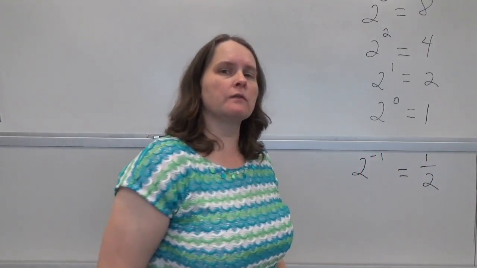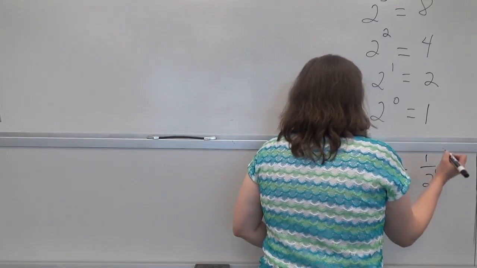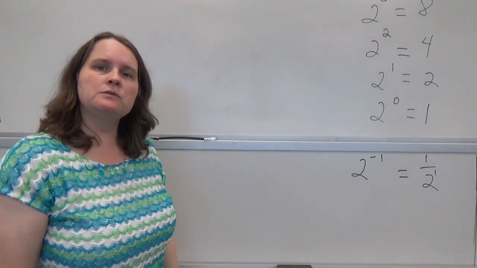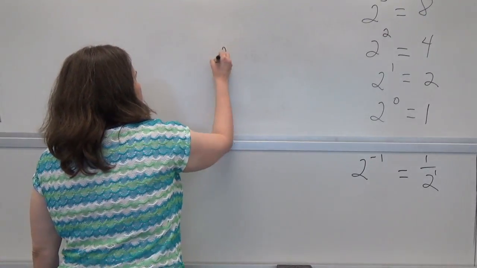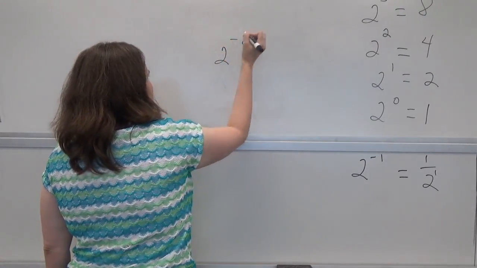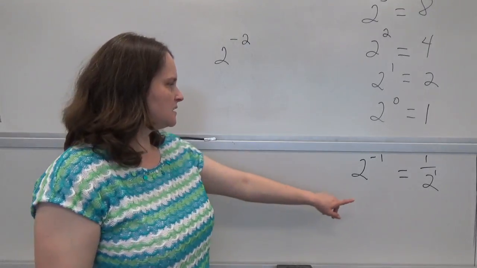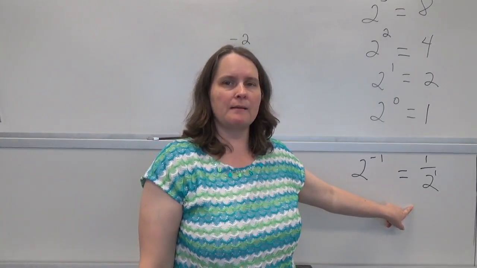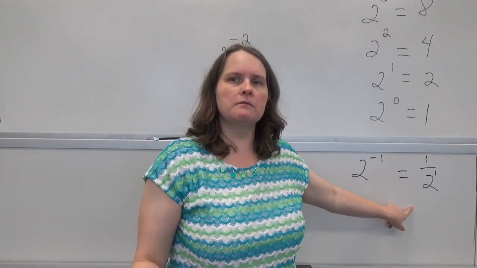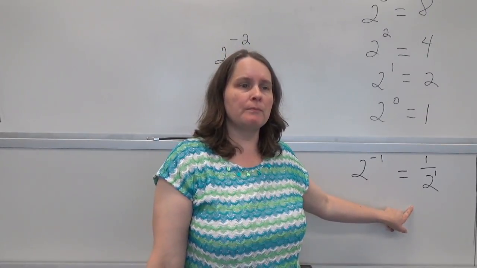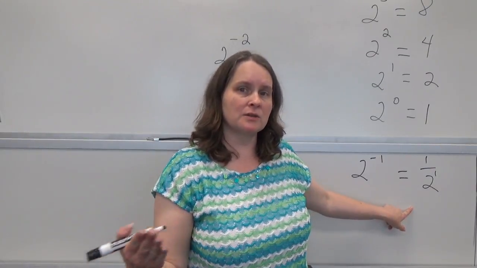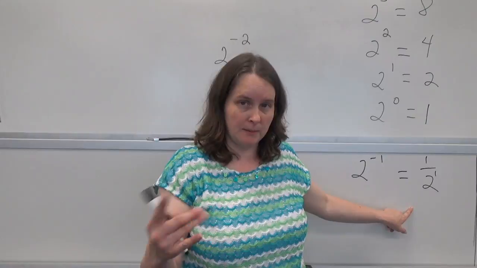Or you can say that's 1 over 2 to the first power. All right? Okay? If I want to find 2 to the negative second, that means I need to divide my previous result by 2. I want to do 1/2 divided by 2. What does it mean to divide by 2? We know from basic arithmetic, if you're dividing fractions, that means you're going to multiply by the reciprocal of the second fraction. You're going to flip it.